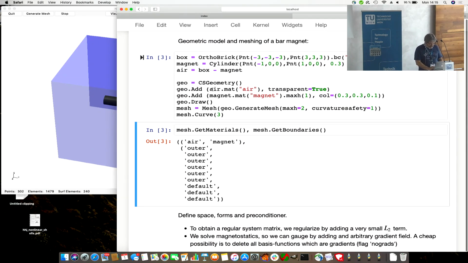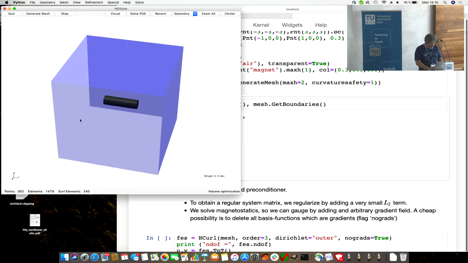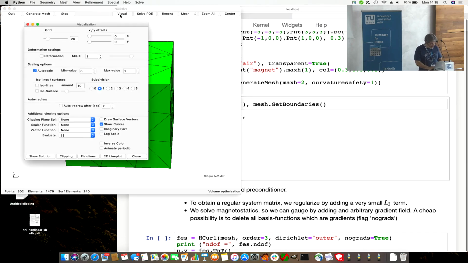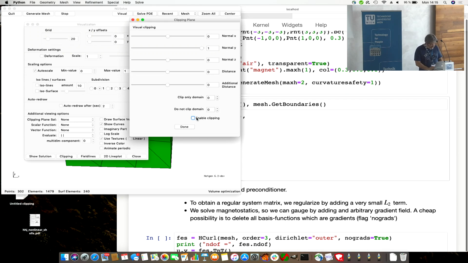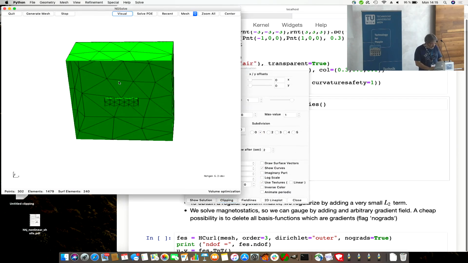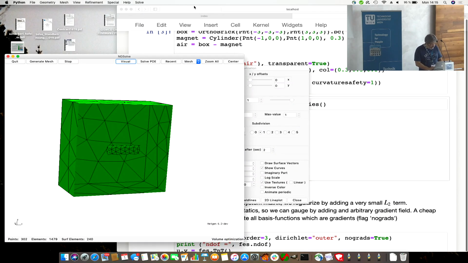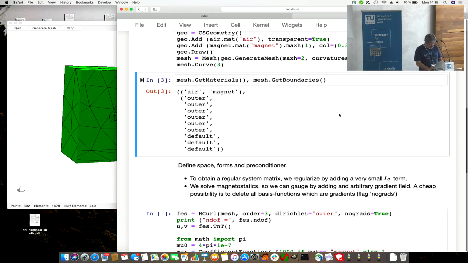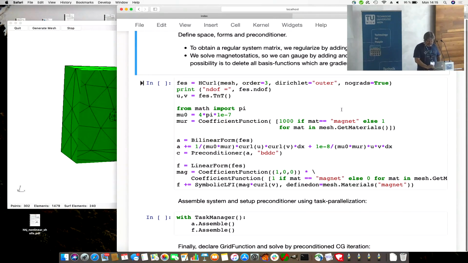We feed this into the geometry. We give names, material air, material magnet to the domain, and mesh it. Got the mesh also. Can clip inside. We can select the clipping plane to look inside. Enable clipping. Yeah, to look inside. Okay, pretty much the same as we had before.